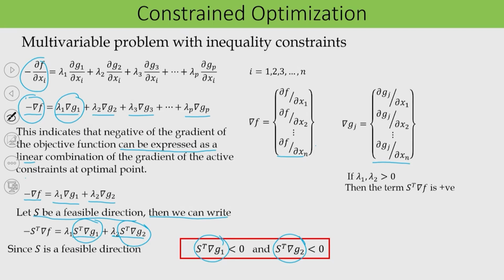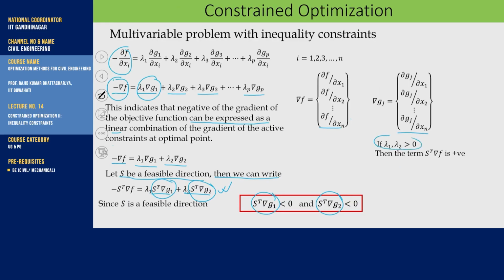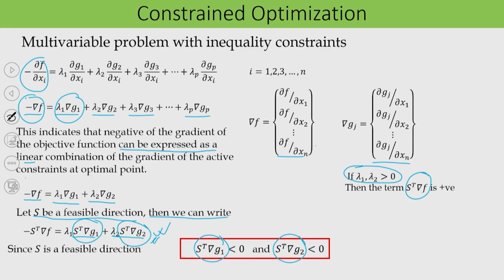Now, if we look at this particular equation, if lambda 1 and lambda 2 both are positive, greater than 0, then what will happen? Then your S transpose del f will be positive. Because S transpose del g 1 and S transpose del g 2 are negative, if lambda 1 and lambda 2 are positive, then S transpose del f is positive. So, what does it mean basically?